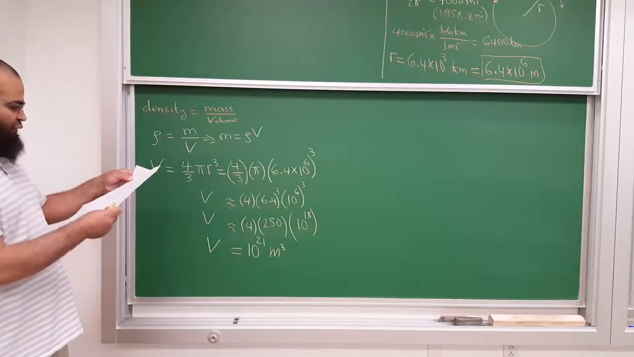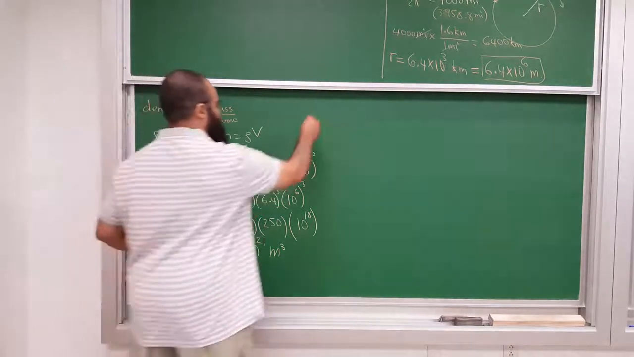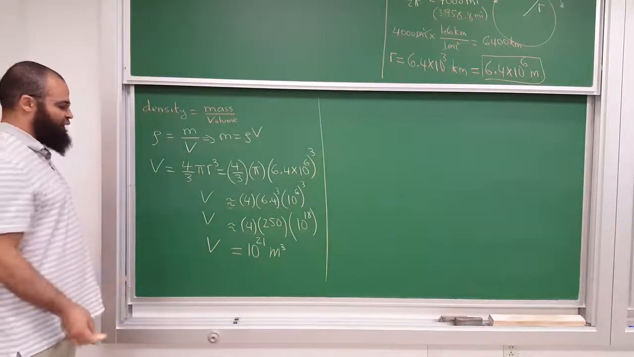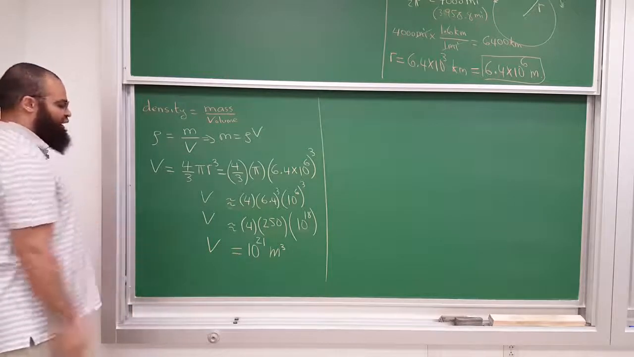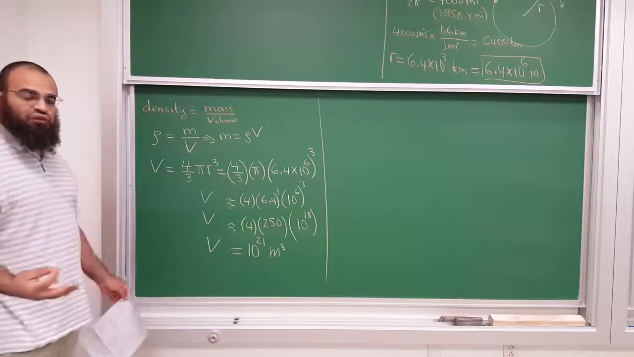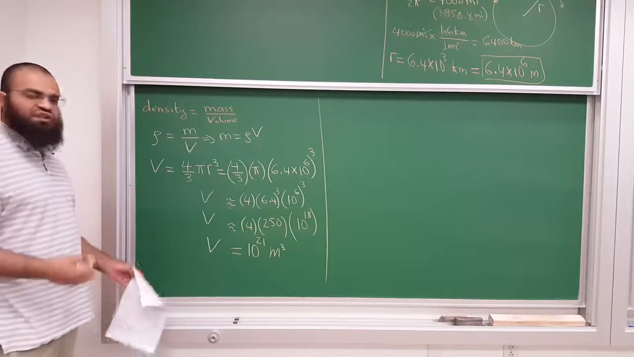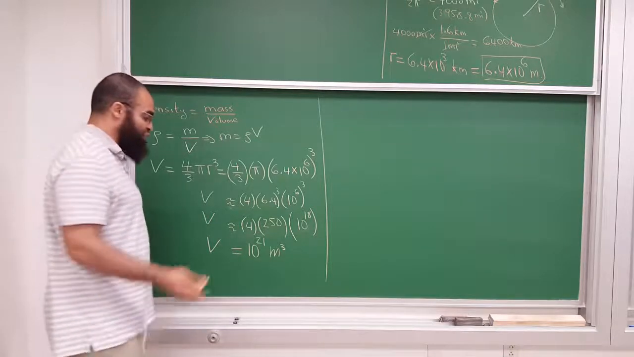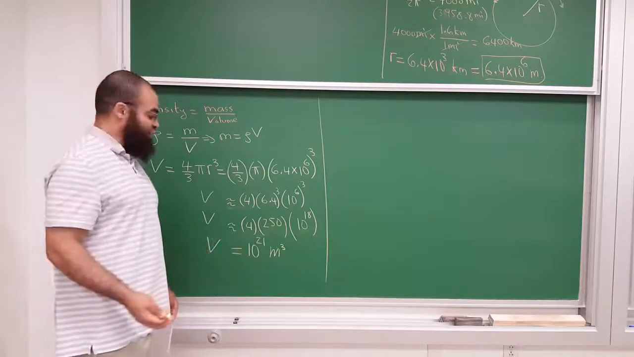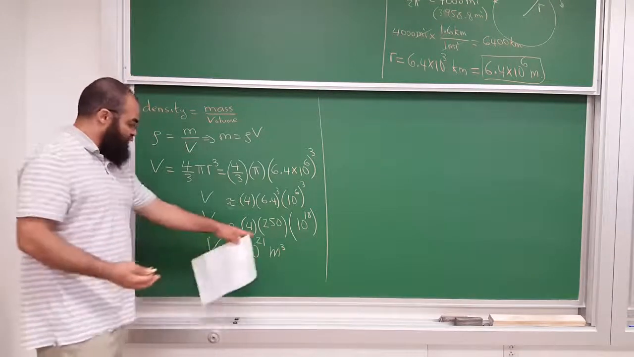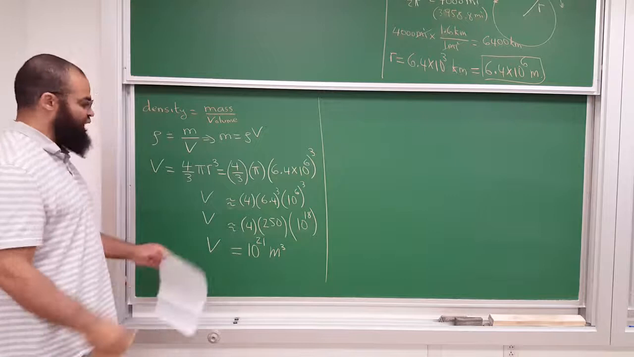So that's the volume of Earth, approximately. If you go to Google and find the volume of Earth, it would be really fairly close to this. Maybe 5 times 10 to the 21, maybe 2 times 10 to the 21, maybe 7 times 10 to the 21, somewhere in that ballpark, maybe 9 times 10 to the 20, maybe 10 to the 22, somewhere really close to this, within a factor of 10.